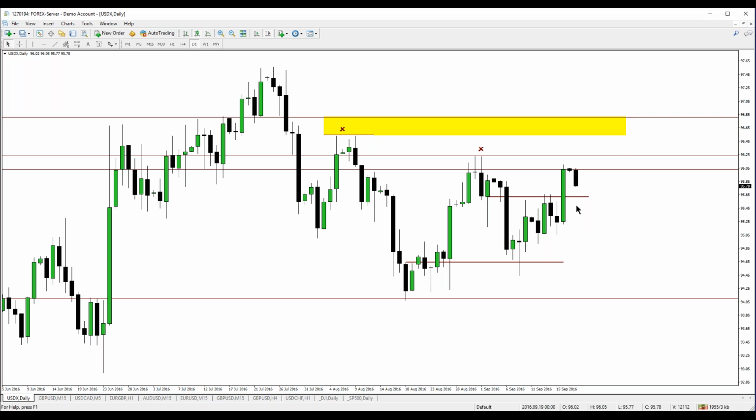Now it can sweep those levels. That means it can go down just a little bit real quick and then come right back above it. If it does that, then it's just a stop run. There's no reason to be concerned about it.